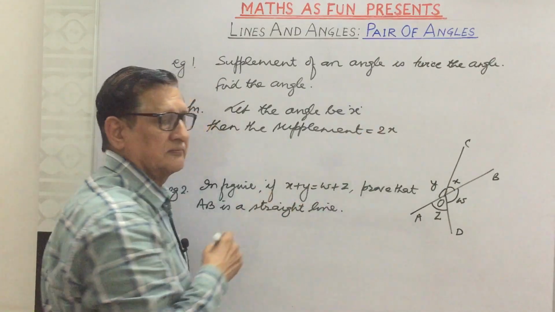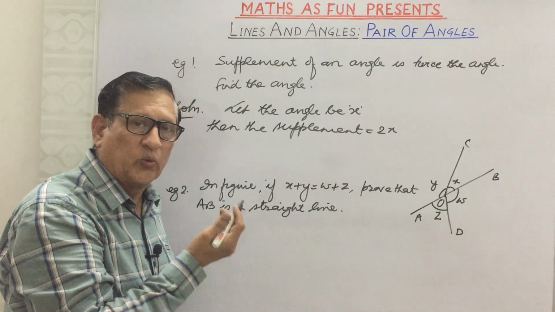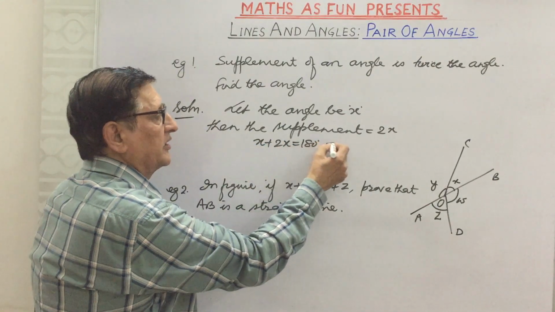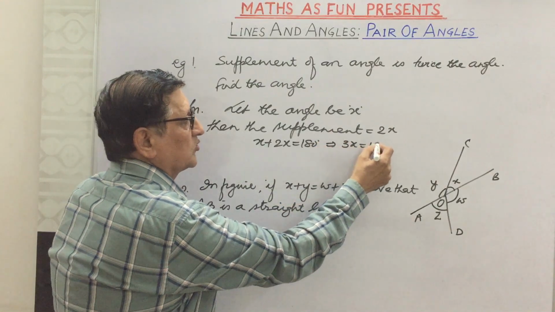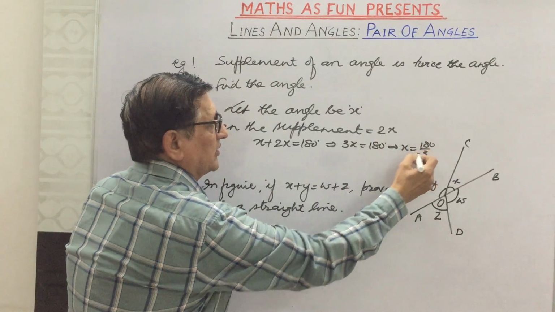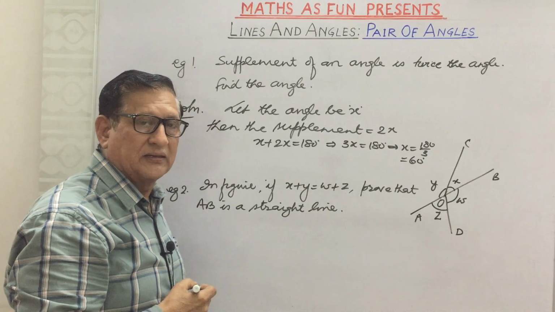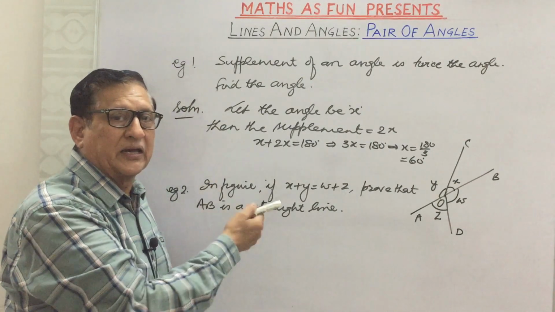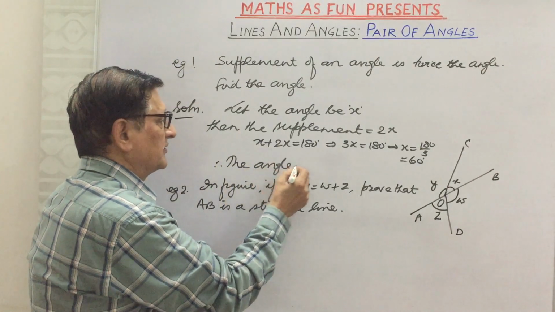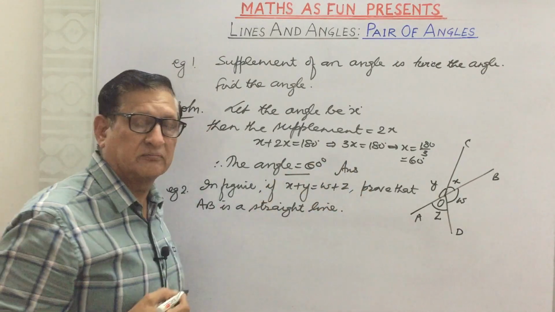Then the supplement is equal to 2x. And we know if they are supplements of each other, the sum of them has to be 180 degrees. x plus 2x is equal to 180 degrees. It means 3x is equal to 180 degrees, or we say x is 180 upon 3, that is equal to 60 degrees. And hence we can say that the angle is 60 degrees. That is the answer to this problem.